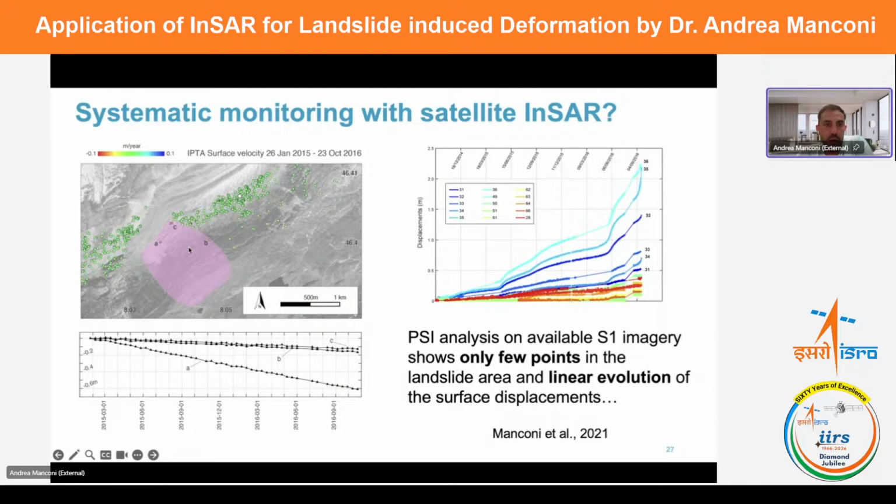When we have very large surface deformation, we know that the so-called phase aliasing effect is occurring. We cannot really follow the evolution of the phase cycles, and this is causing a decorrelation of several points, and that's the reason why we don't have a lot of points in the area. But also a systematic underestimation of the surface displacement.